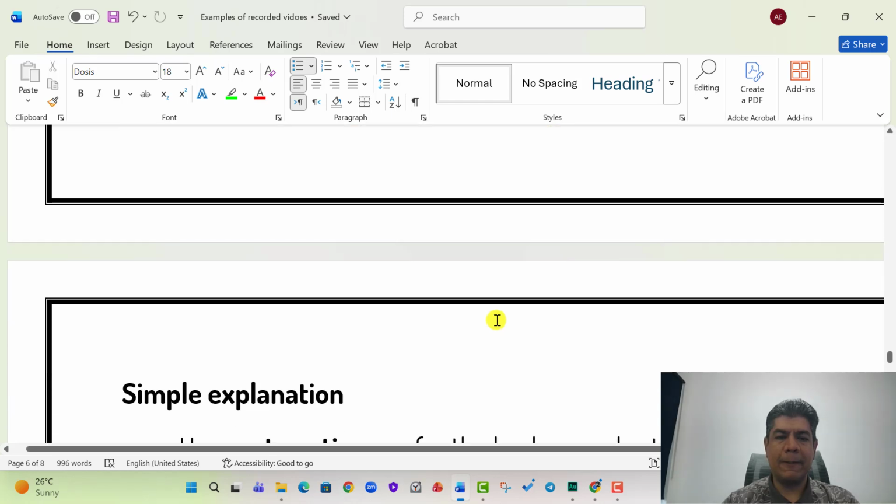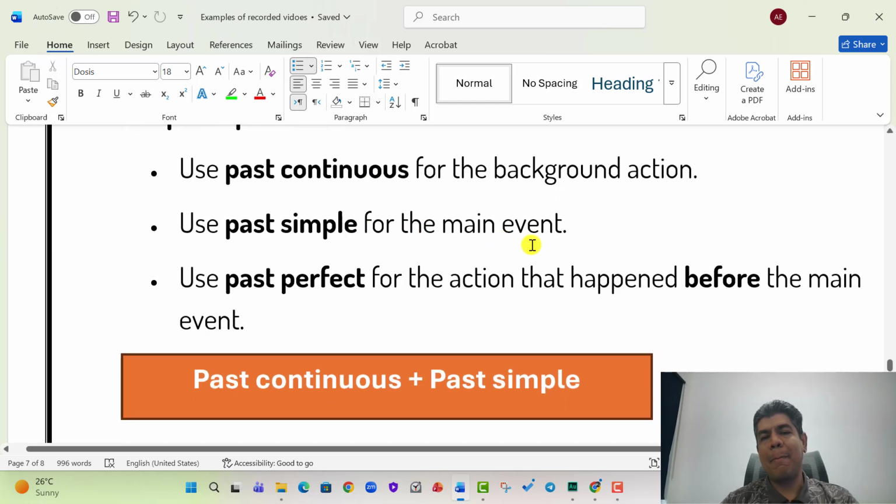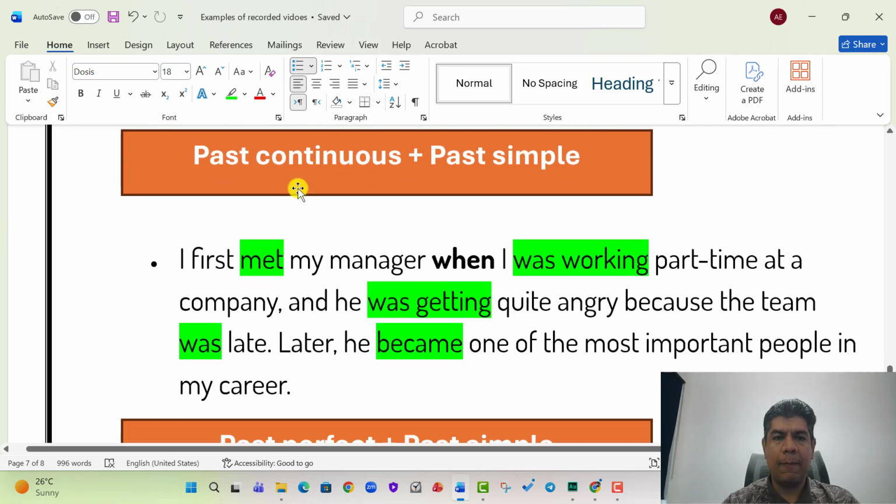Now, let's take a look. Here's a simple explanation. Use past continuous for the background action, okay? Verb plus ing. And past simple for the main event, but past perfect for the action that happened before the main event. Let's take a look at the example.